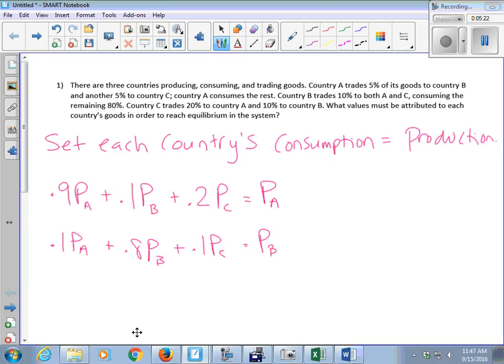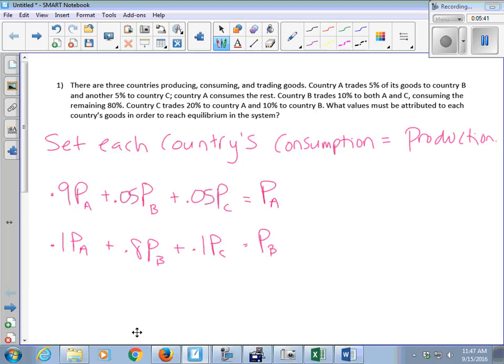Oh, did I do it wrong? Okay. And they give 5% to the other two. Where did I get those numbers? I give 5% to the other two. There we go. Did I do the next one right?